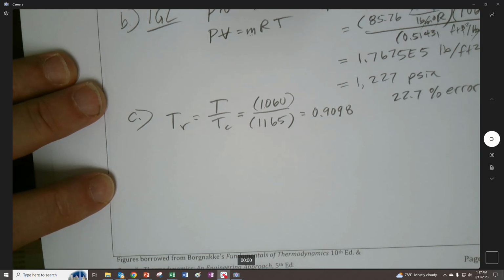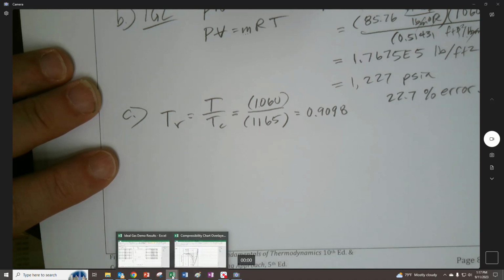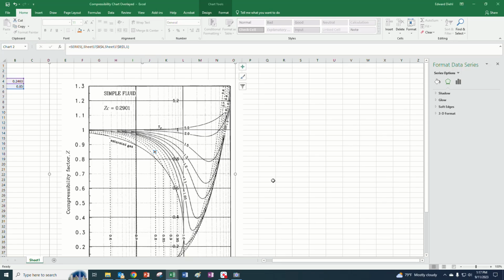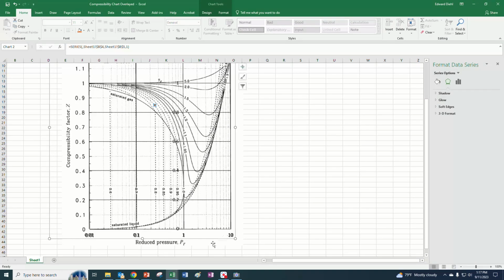We could do this. Is it possible? We could estimate what the pressure was. No, that wouldn't make any sense. See, my problem here is that this is what Borgnakke has to give to us, but I'm going to show you the other figure.